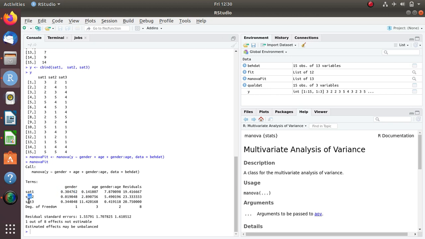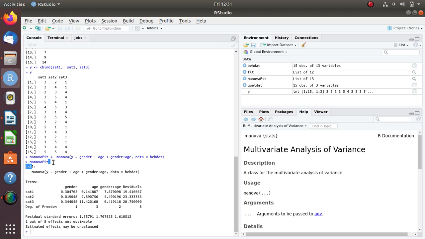This is the factor. All three together is a factor. So these are the coefficients for each of these variables of factor satisfaction against gender, against age, something like that. Now you have the residual standard errors for each of these. This is for gender, this is for age, and this is for the interaction effect.